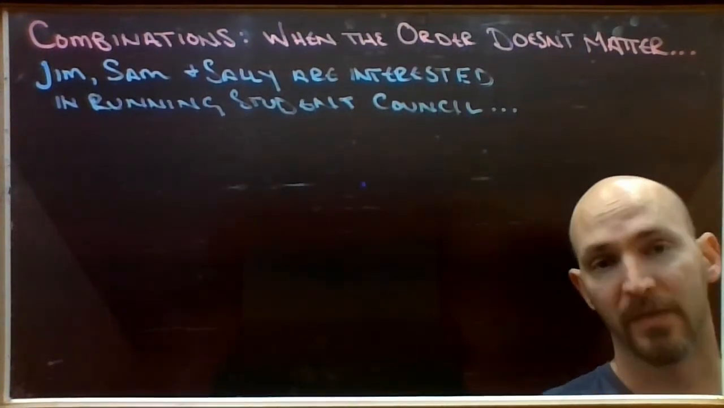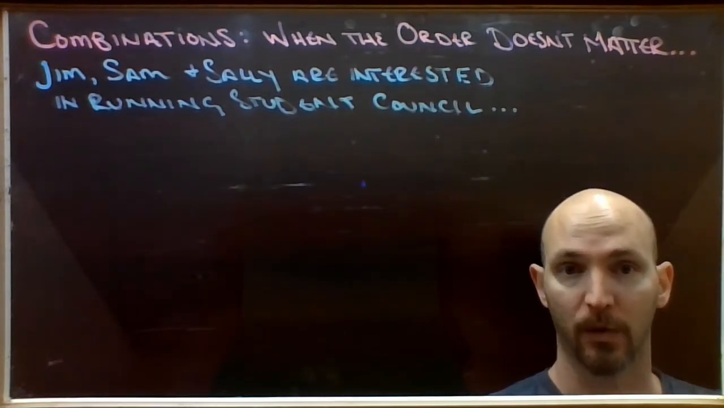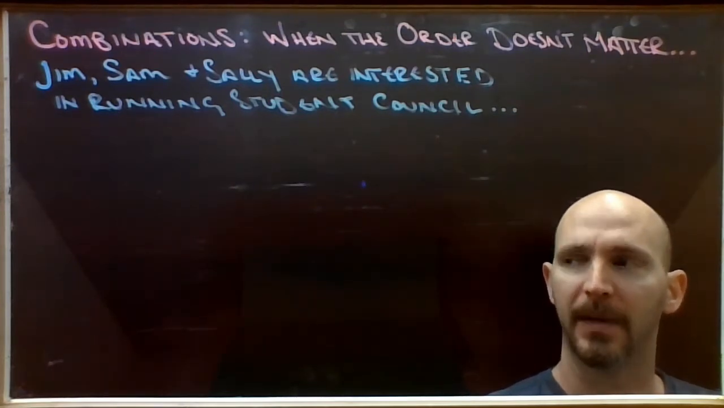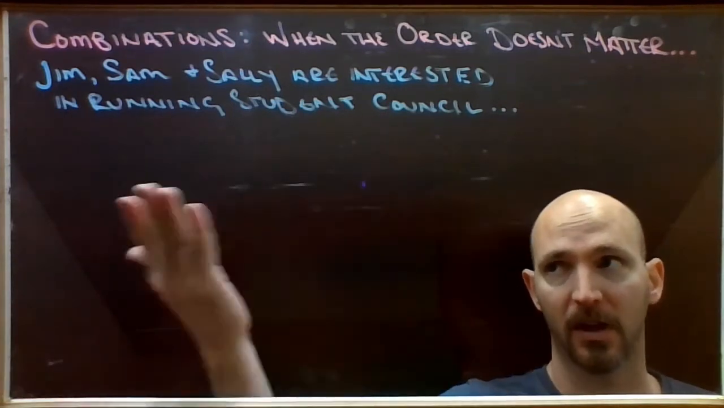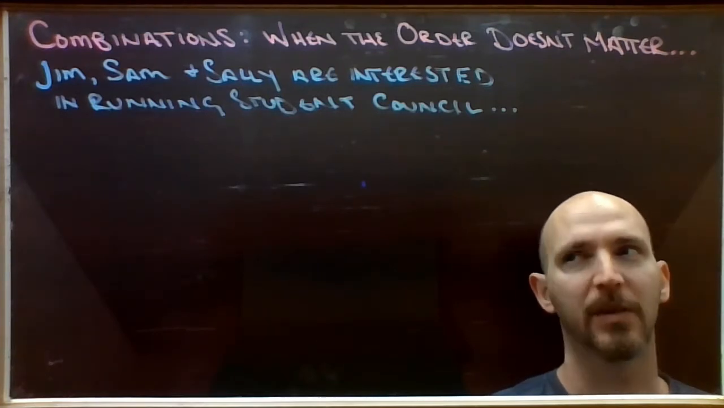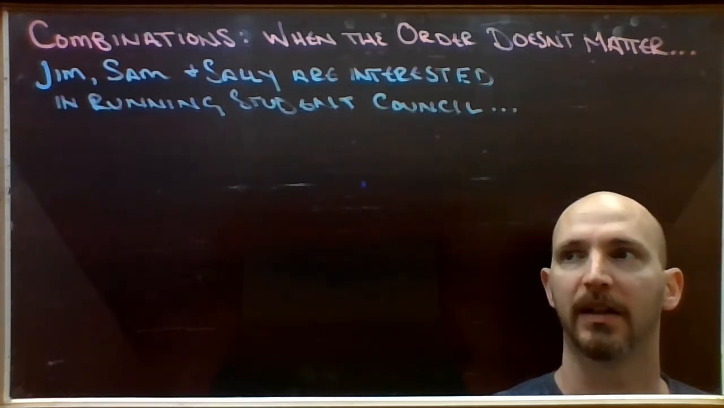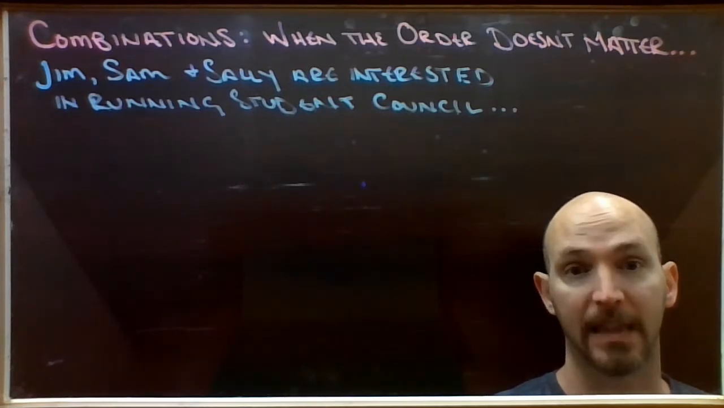So now that we've done some permutations, which is questions where the order matters, we're going to try a few where the order does not matter. And to try and tell the difference between those two scenarios, we're going to talk about these three individuals trying to run student council. So if Jim, Sam, and Sally are all interested in running the student council, how many different ways could we set that up?